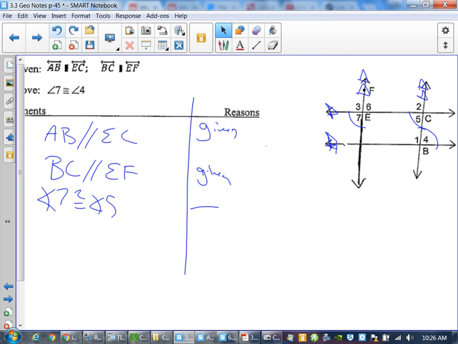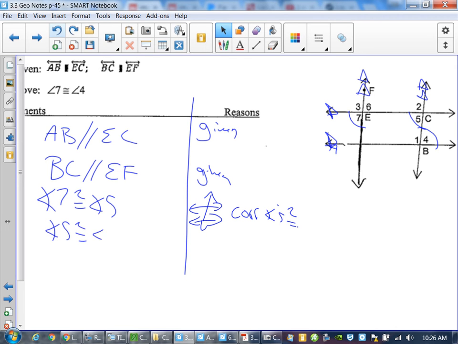Angle 7 congruent to angle 5. Why? Parallel lines cut by a transversal, corresponding angles congruent. Angle 5 congruent to angle 4. Why? Parallel lines cut by a transversal, alternate interior angles. Congruent. 7 is 5, 5 is 4, 7 is 4.